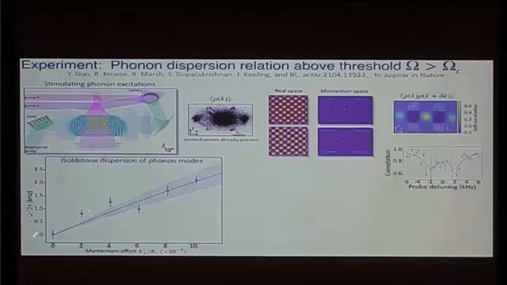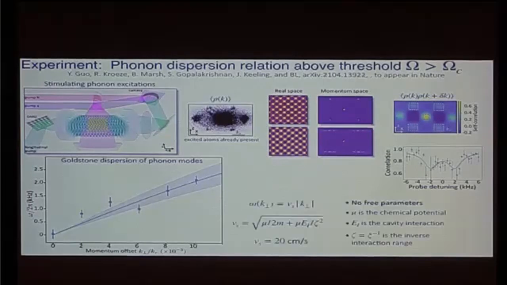We have some linear part that's starting out, and then it starts to saturate like so. So what is the speed of sound? Well, you can calculate what that speed of sound should be, given the effective chemical potential and interaction energy, and it's about 20 centimeters per second.